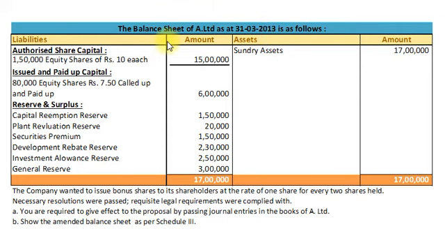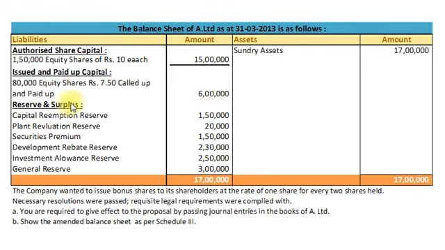Here is the question. The balance sheet of A Limited as at 31st March 2013. Liabilities amount, assets amount. On liability side we have authorized share capital 1,50,000 equity shares of rupees 10 each, amount rupees 15 lakh. Issue and paid up capital 80,000 equity shares of rupees 10 each, rupees 7.50 called up and paid up. Total amount rupees 6 lakhs.